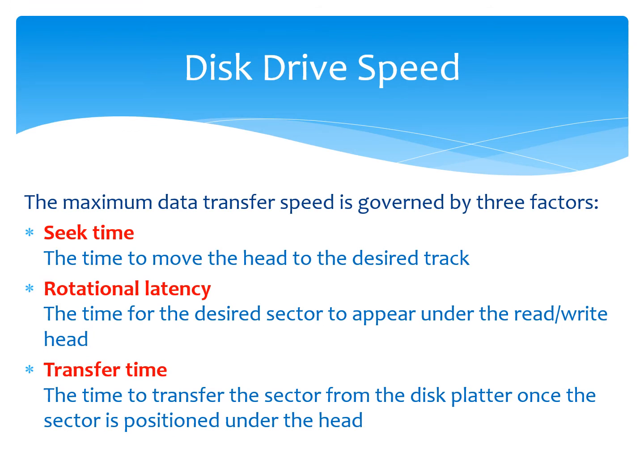The maximal data transfer speed of a hard disk drive can be governed by the following 3 factors. First, seek time, which is the time to move the head to the desired track. Second, rotational latency, which is the time for the desired sector to appear under the read-write head. Third, transfer time, which is the time to transfer the sector from the disk platter once the sector is positioned under the head.